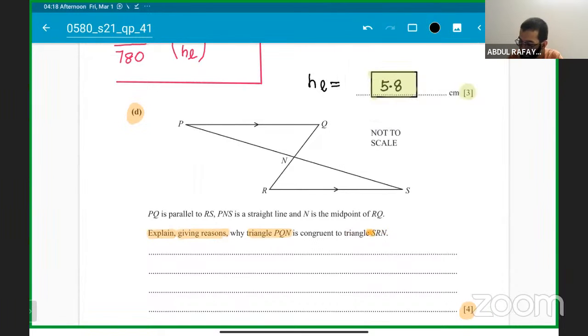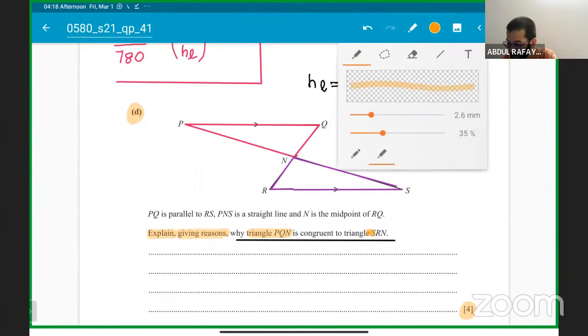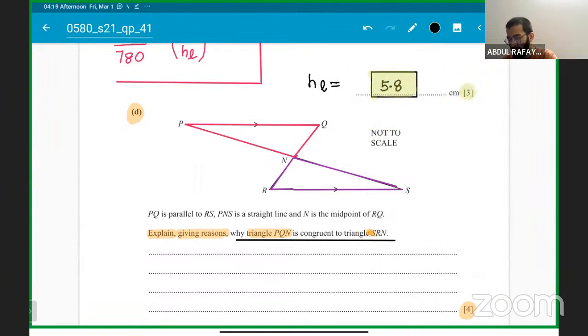So let's try to work this out as well. First, let's understand what is happening. So we have triangle PQN, this is the red color triangle PQN. And triangle SRN is basically the purple triangle SRN. They are telling me that they both are congruent.